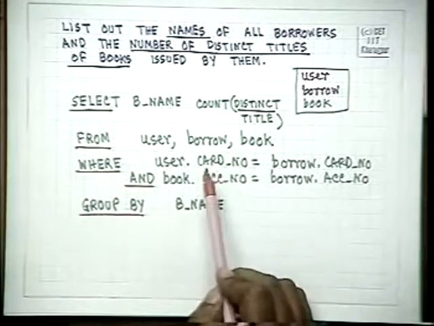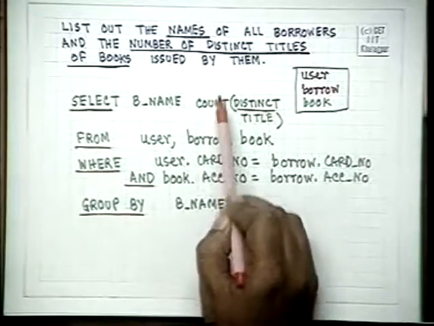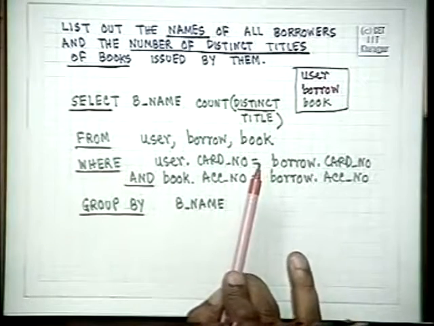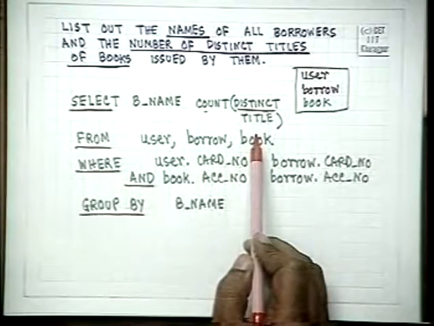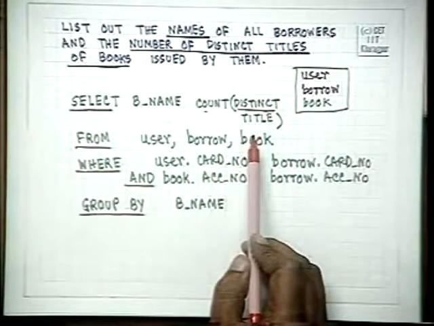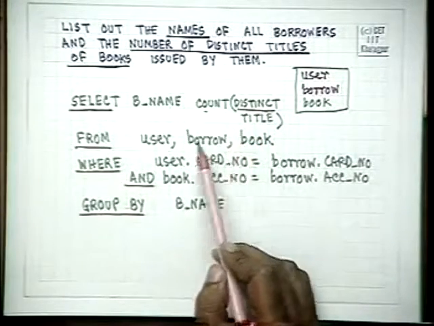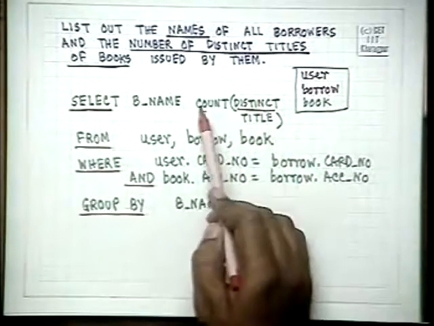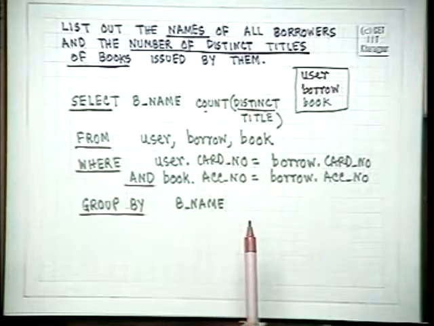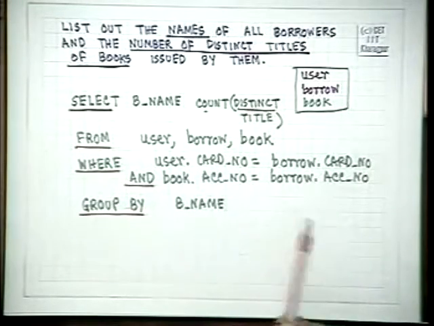And if you want the title here, then you will get the titles of all the books. We don't want the title, we just want a count on the distinct number of titles. If we want to find out all the titles, then we will do count all title, or count accession number, which will give us the same thing in this particular case.